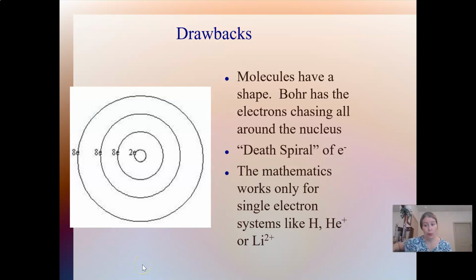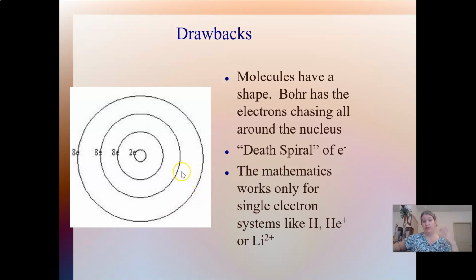So we talked about the Bohr model of the electron, where I have the nucleus in the center surrounded by electrons in these discrete energy level orbitals. And the Bohr model does some good things. It explains the emission spectra of elements, and for a single electron system, the math of the Bohr model works beautifully. But of course, we have some problems with the Bohr model as well.